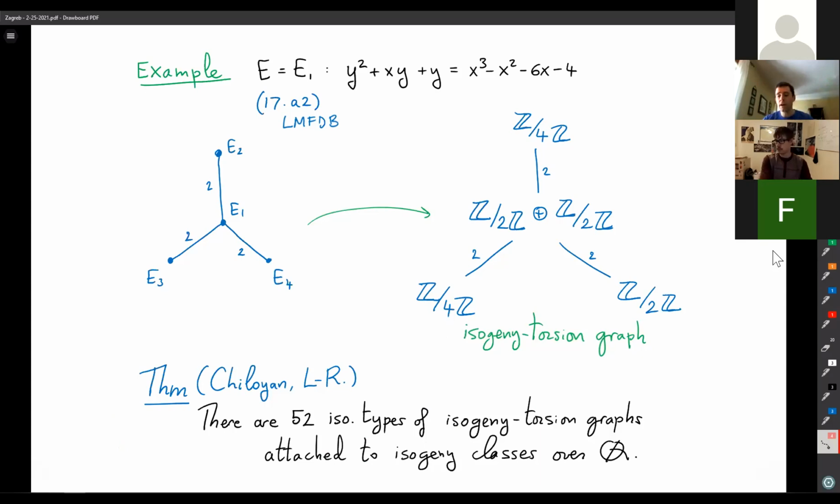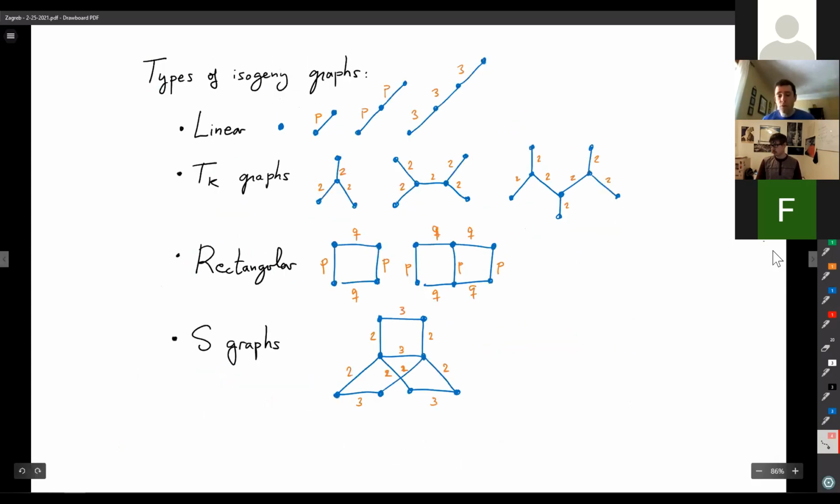Okay, and I'm not going to give you an entire classification, but I do want to give you some examples where, first of all, what kind of isogeny graphs are there? This, by the way, the classification of isogeny graphs, this was known, but we couldn't actually find a proof of this classification in the literature, so we actually wrote a complete one in the paper.